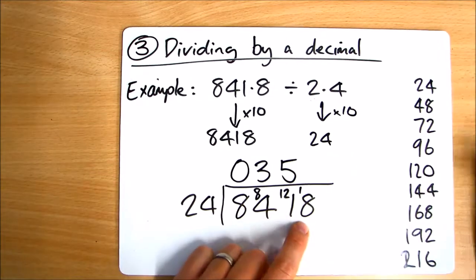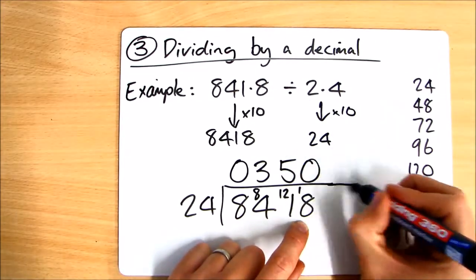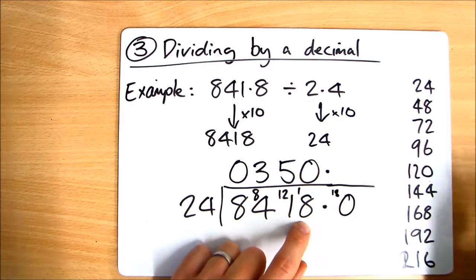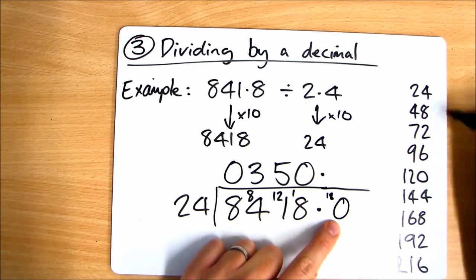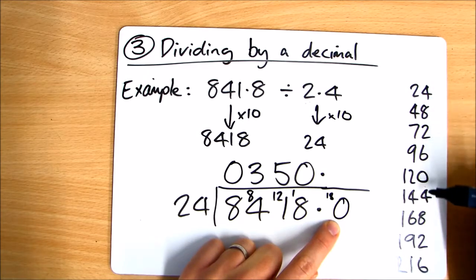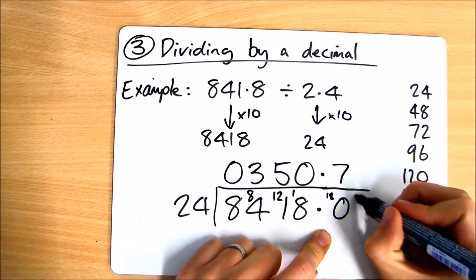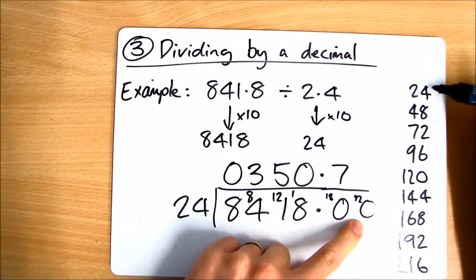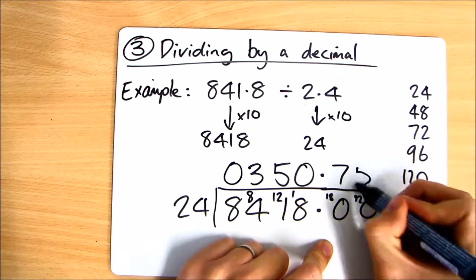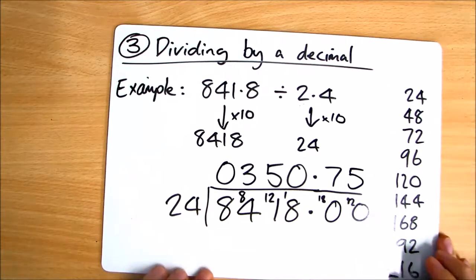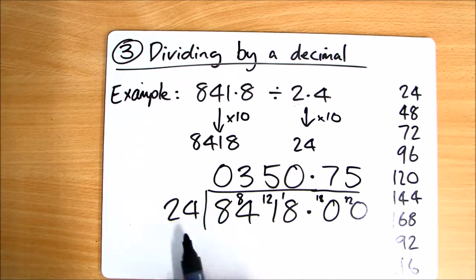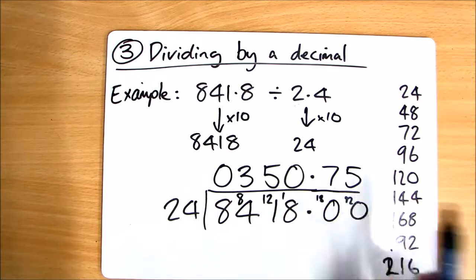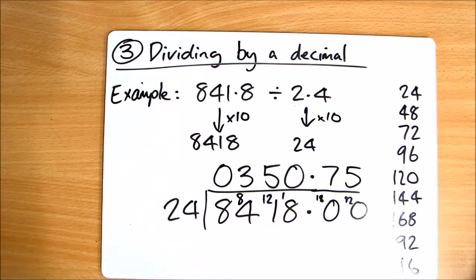The remainder of 1. Well, there's no 24s going into 18, so it looks like we're going to have a decimal remainder here, so we'll take our 18 over there. How many 24s into 180? 1, 2, 3, 4, 5, 6, 7. With a remainder of 12. How many 24s in 120, sorry? 1, 2, 3, 4, 5. And there we are. No more remainders, so our decimal stops there. So 841.8 divided by 2.4 is 350.75. Hope that helps you out.